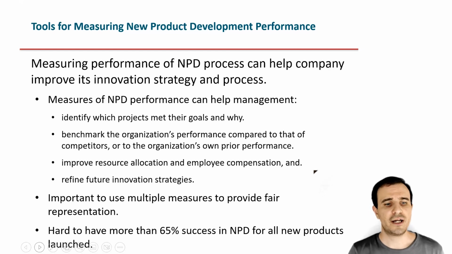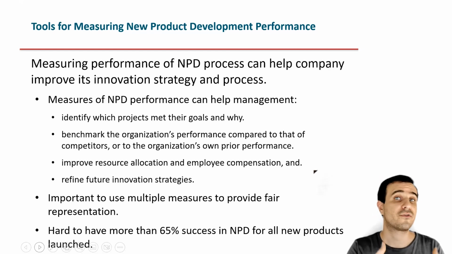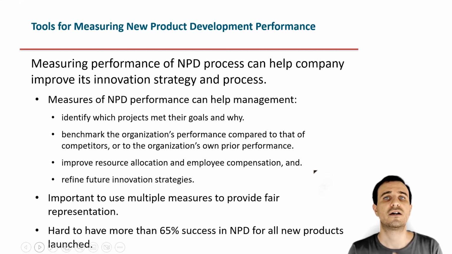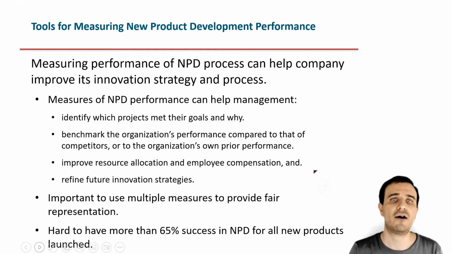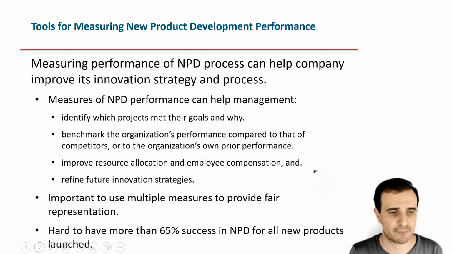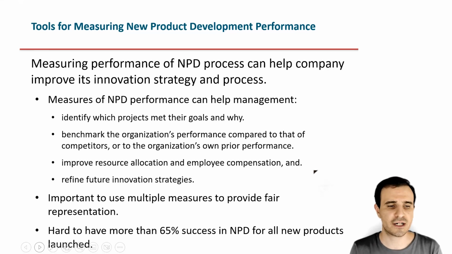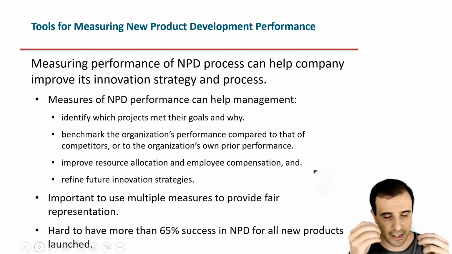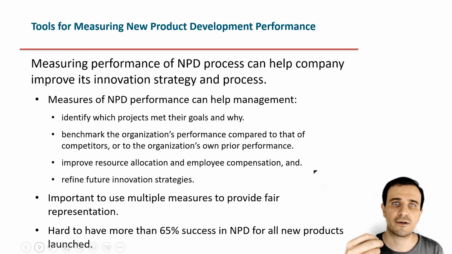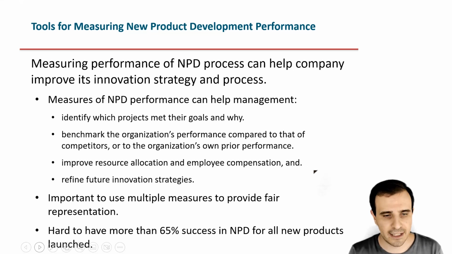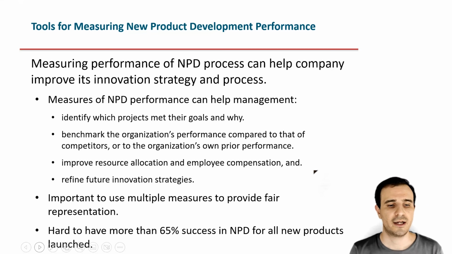In conclusion, we need to see what are some measures that we can use to evaluate how our new product development is going. There are different types of measures. We can analyze project by project, whether they meet the goals, whether they are in line with the performance of a firm, whether we can improve the resource allocation or employee compensation, and how we can redefine future strategy.